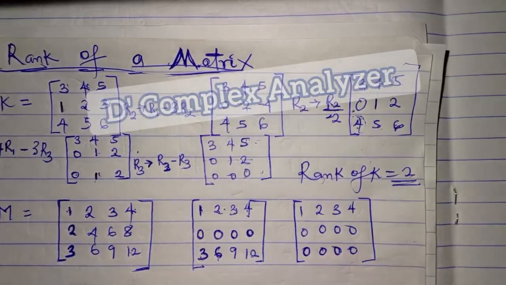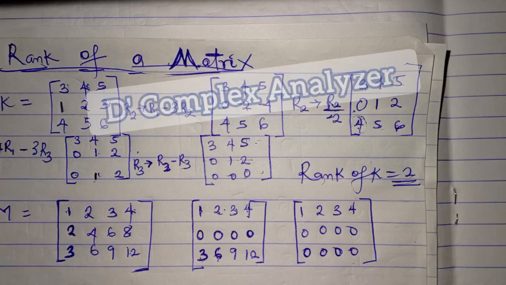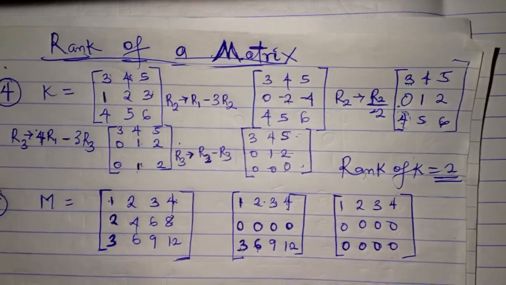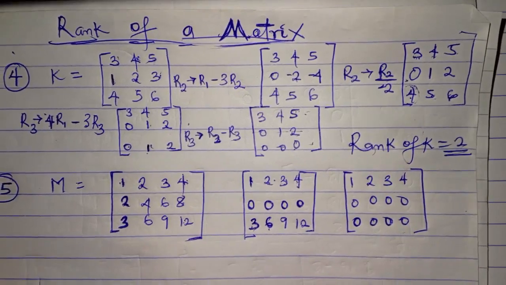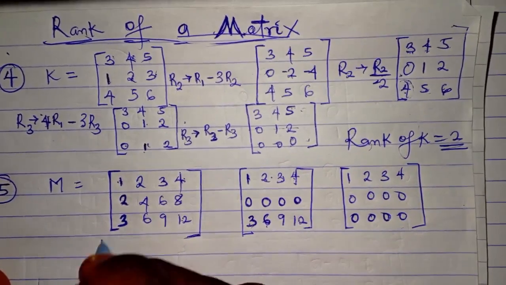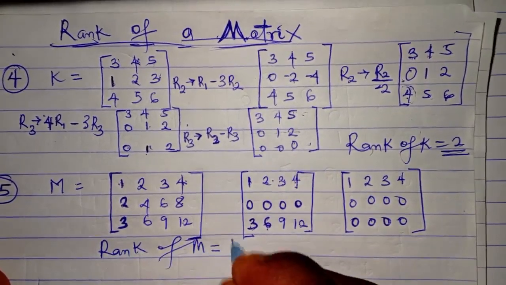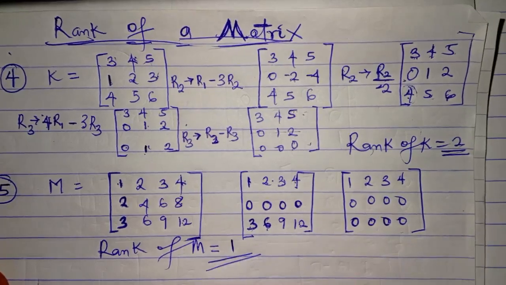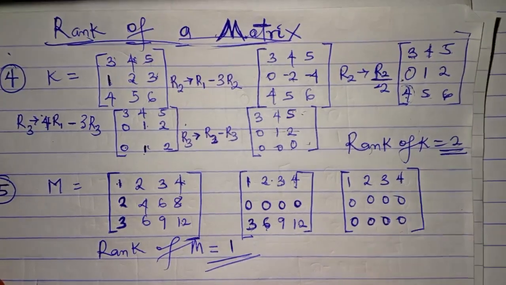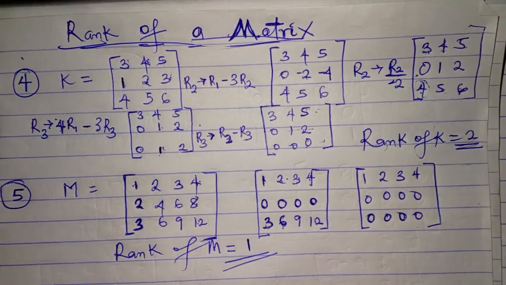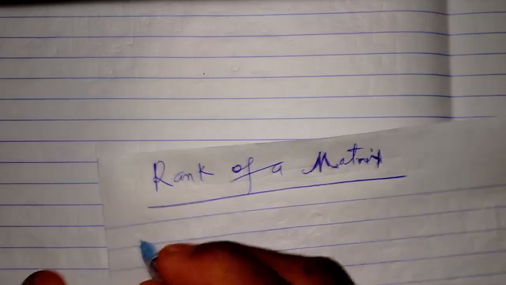What do you observe? Two rows are entirely 0, that is, all the elements in the rows are 0: row 2 and row 3. Only one row has non-zero entries. It means that the rank of this matrix M is equal to 1, because we have only one row, which is row 1, that has non-zero elements.